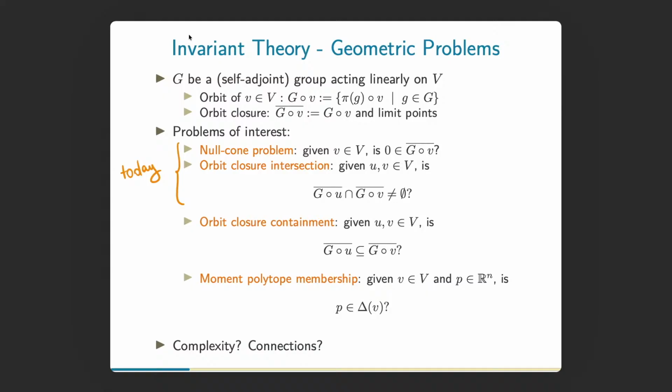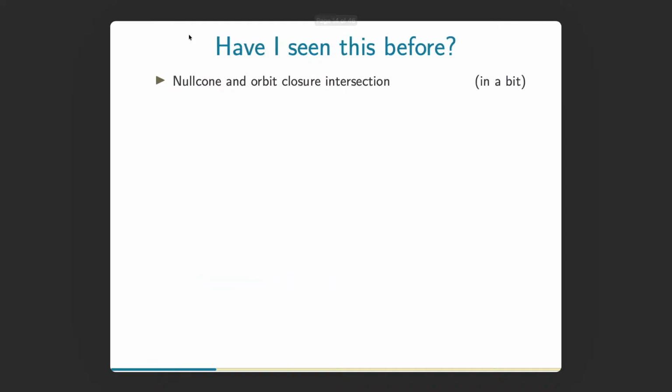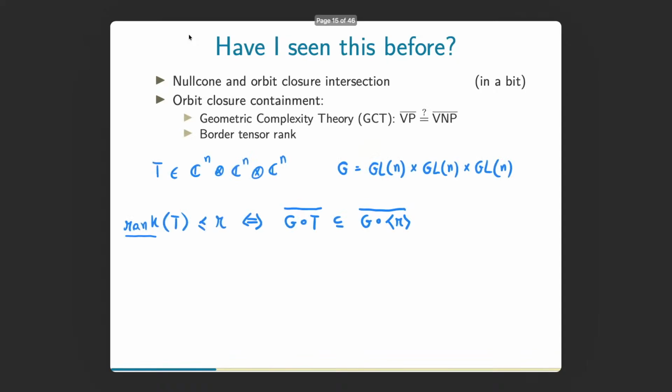All right, but once I have all these questions, as a computer scientist the first thing that you ask is, okay, well, what is the complexity of all of these problems? And also, is it useful? So are there connections? Well, null-cone and orbit closure intersection, we're going to see in a bit. But the things I'm not going to tell you today, I'm just going to tell you a little bit about them. So orbit closure containment.